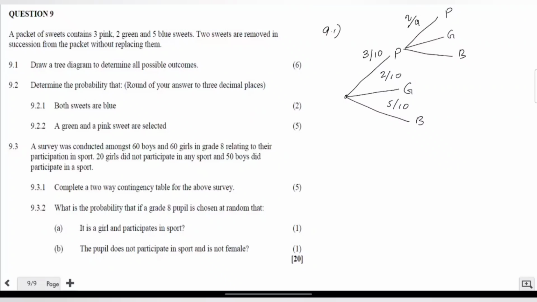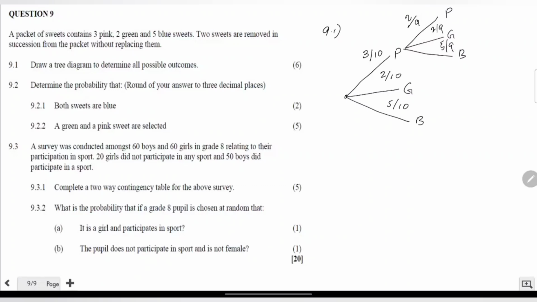Then green, what will happen? Because first one is pink, so all greens are there. So how many green? 2 over 9. Isn't it? Alright. Then blue also, same story. All 5 blues, so that is 5 over 9. Clear? This is how it is.